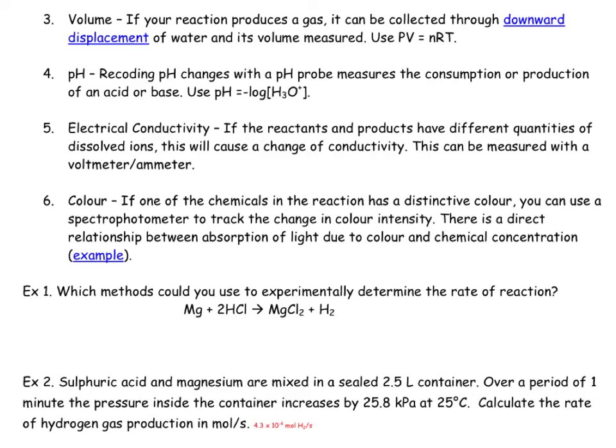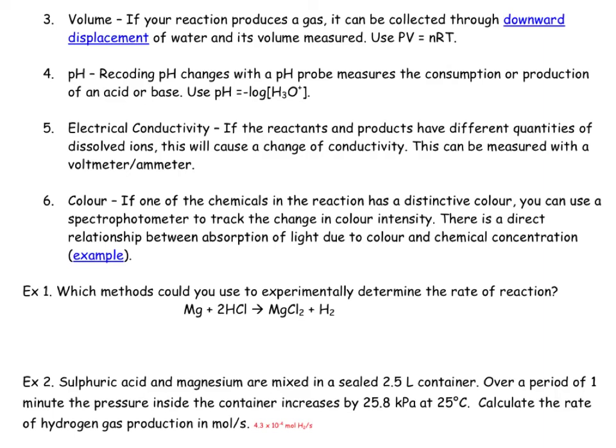The fifth way you could track rate is by using a voltmeter or an ammeter and looking at the changes in electrical conductivity. If the reactants and products have different quantities of dissolved ions, this will cause a change in the conductivity of your system over time.